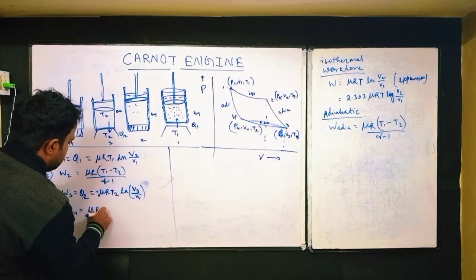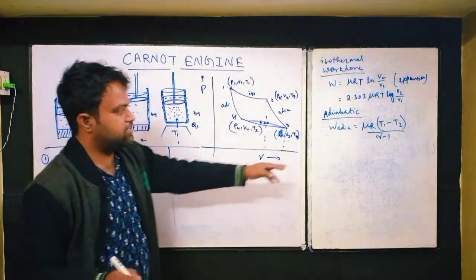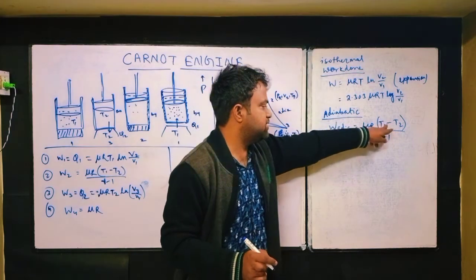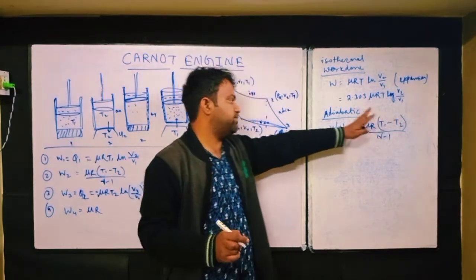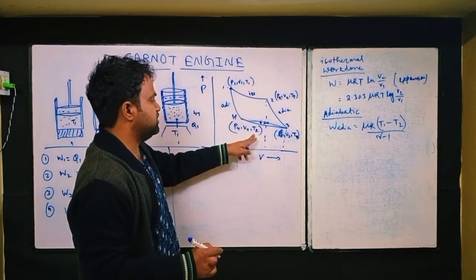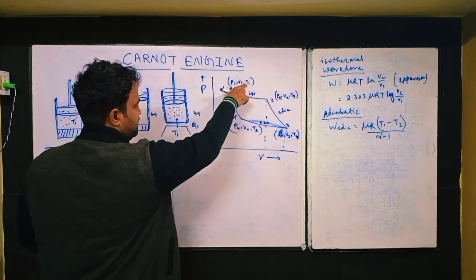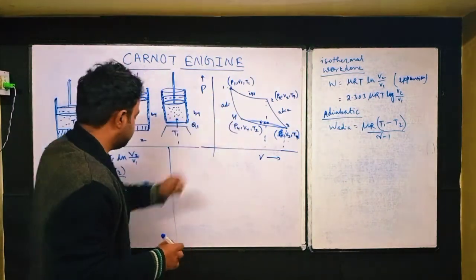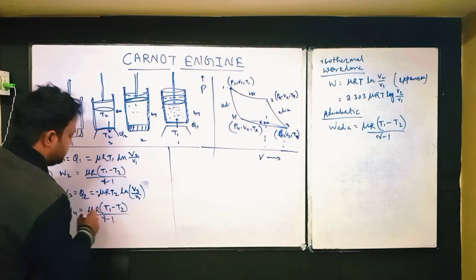So the negative sign will come because it is a compression case. For the expansion case you get this formula; for the compression case you get a negative sign, or you can say T2 minus T1. Here it is final temperature minus initial temperature. Final is T1, initial is T2, so with the negative sign it will be T1 minus T2 by gamma minus 1.